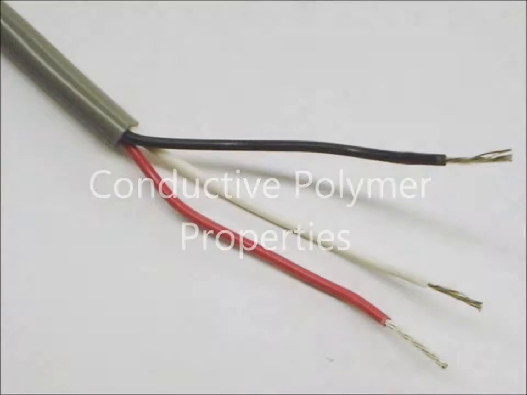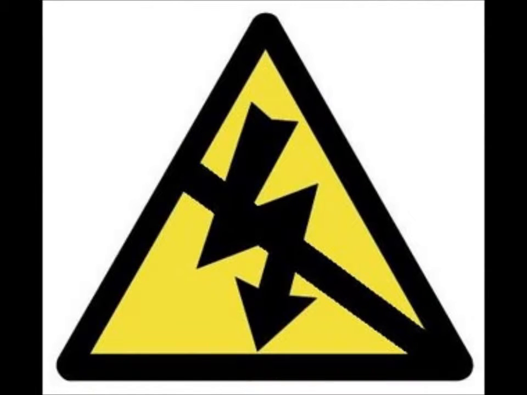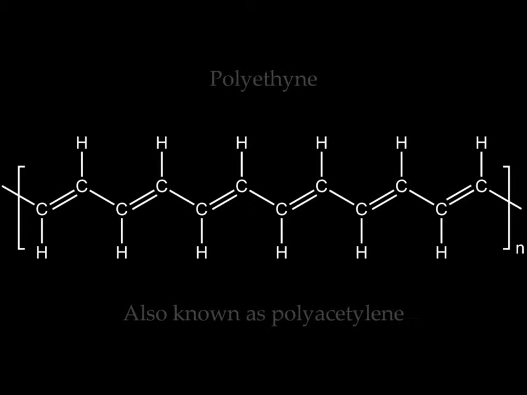Now, to answer that question, we must first look at what gives these polymers their properties. Now, most organic polymers are electrical insulators. They don't conduct electricity, but most conductive polymers are organic. So how can this be? Well, to illustrate what I'm about to explain, here we have polyethene.